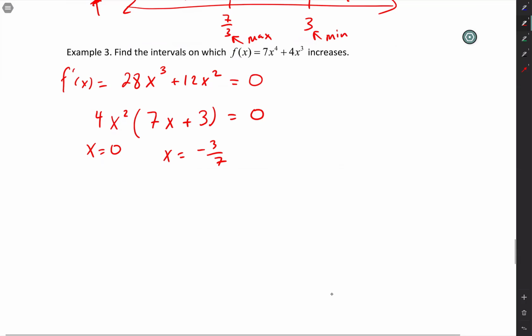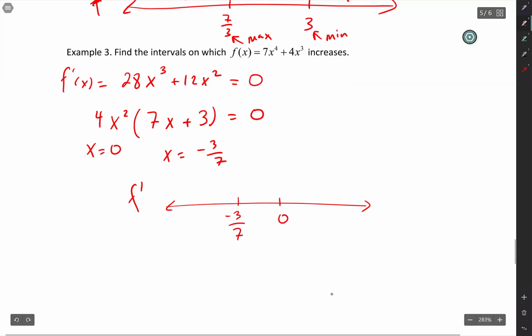All right, so here we go. I'm going to do a number line. It goes on forever. I'm going to call that number line f prime. I'm going to put somewhere a 0, and I'm going to put somewhere a -3/7. And maybe I might need help with the in between.